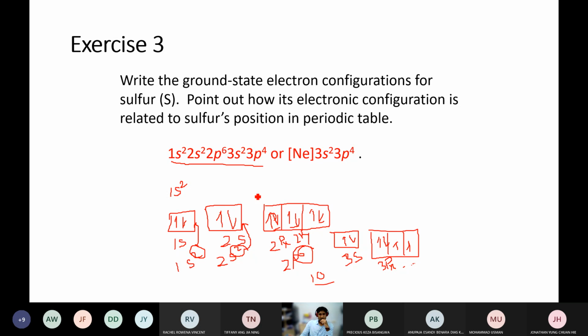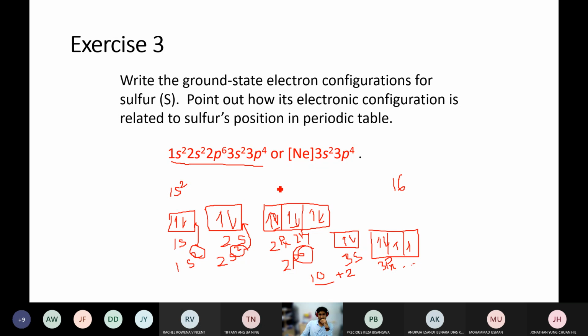So I have 10 already, and then in the 3s there are 2, so plus 2, that means 12, and then I have a balance of another 4, so that it will be 16 for sulfur. So these 4 electrons, how do we distribute them in the p? As we say, it will fill up all of them first, 1, 1, 1, and then the rest will fill up here.